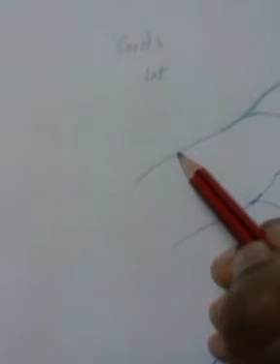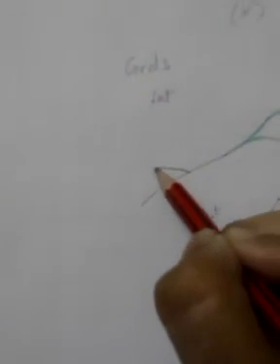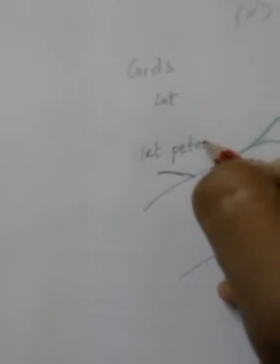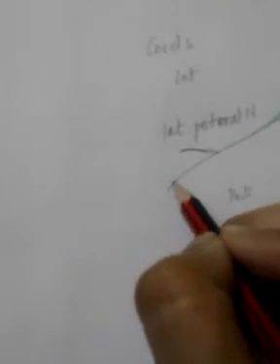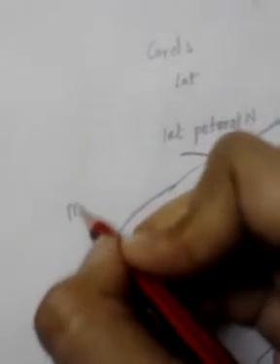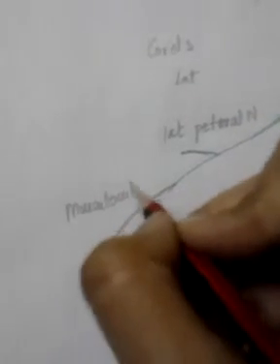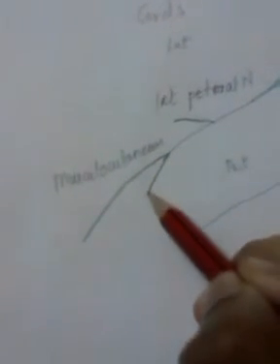The lateral cord gives three branches. One is the lateral pectoral nerve. Then one is the musculocutaneous. And since it is on the lateral side, it gives the lateral root of median nerve. So we'll just write here lateral root.